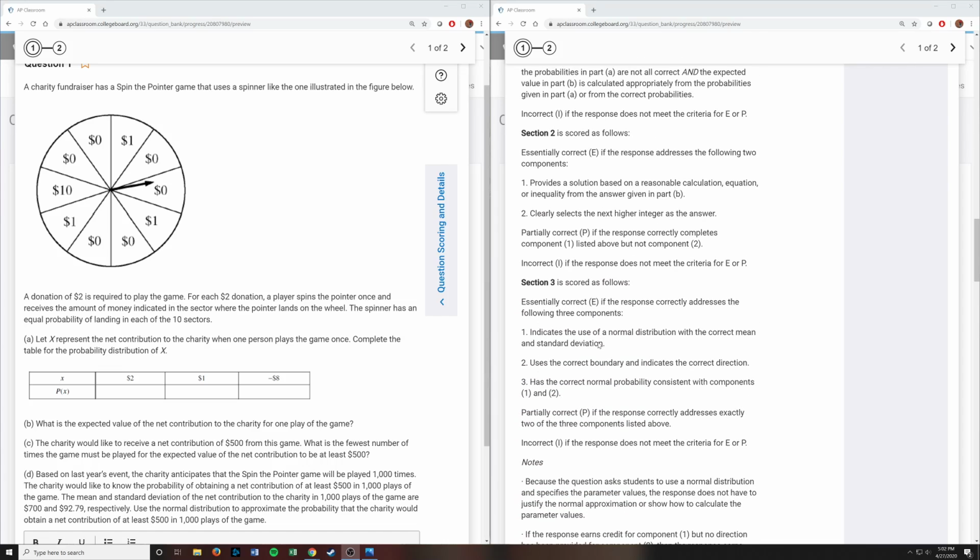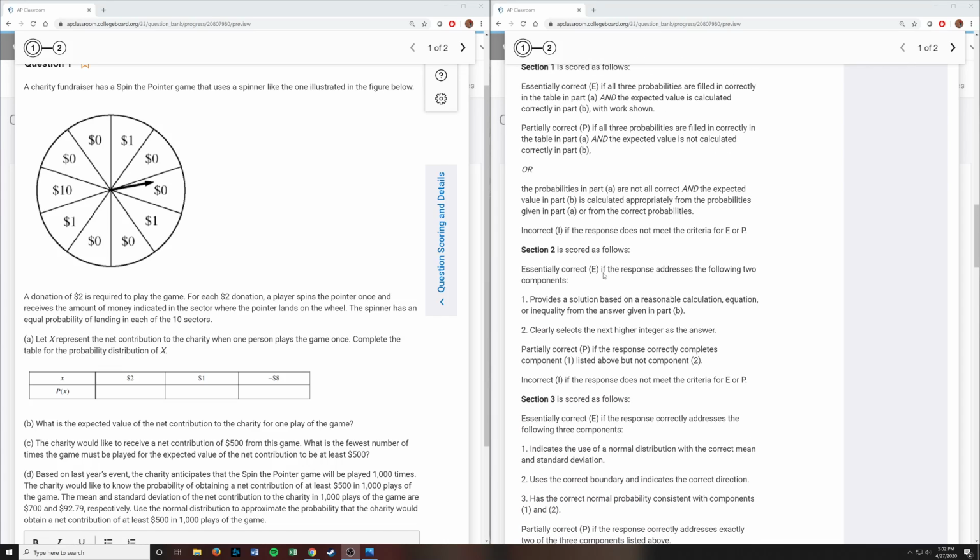Okay, so that's section 2. It's essentially correct if you have both of these two things. You give a solution based on a reasonable calculation, equation, or inequality, and you round up to the nearest integer. You need both of those.